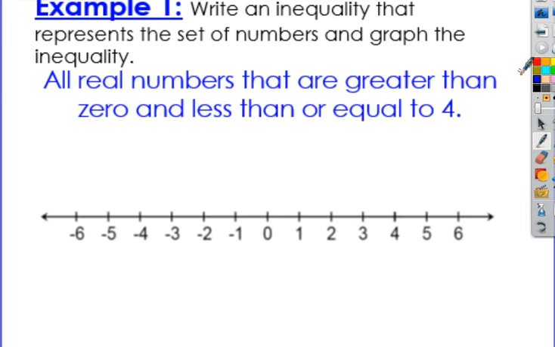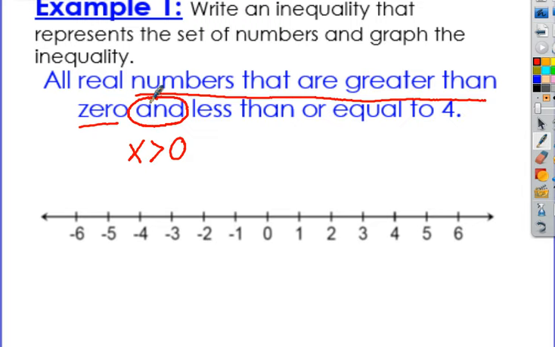Okay, so we're going to write an inequality that represents this set of numbers and then graph it. So all real numbers, which would be x, are greater than 0. So I'm going to write that out. X is, I'll do it in a different color. All real numbers that are greater than 0. So if I wrote that out, I would write x is greater than 0. And all the numbers that are less than or equal to 4. So if I wrote that, x is also less than or equal to 4.